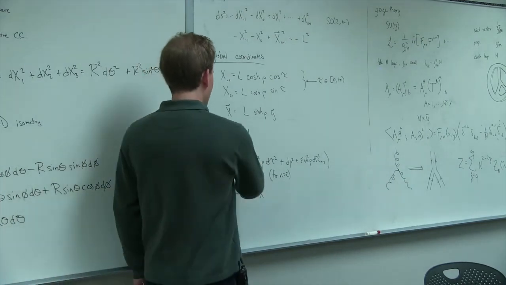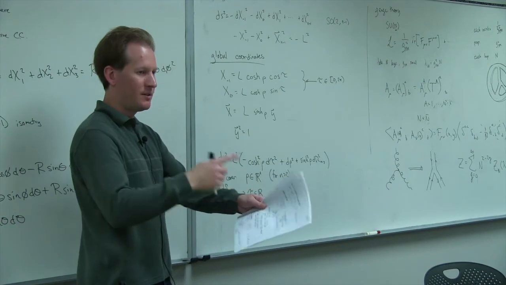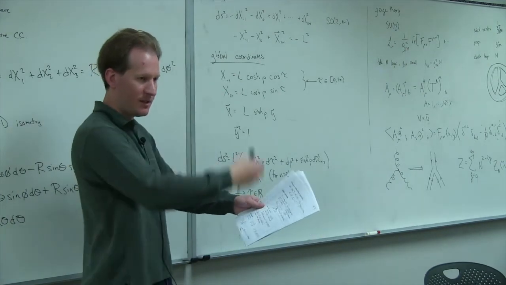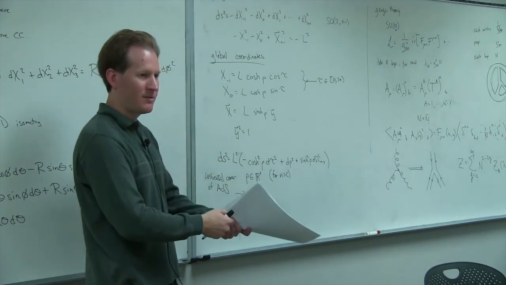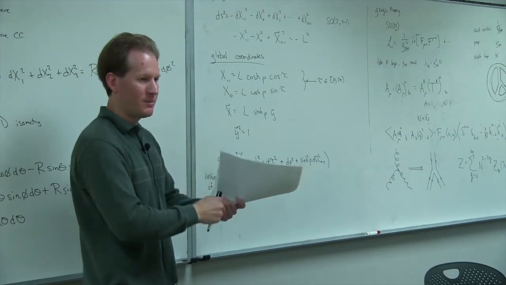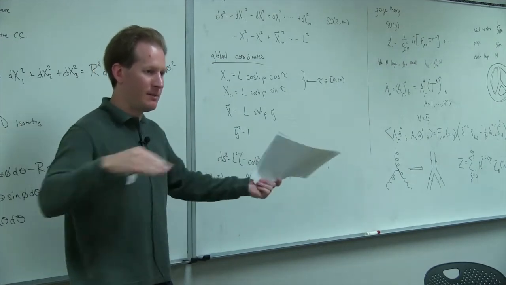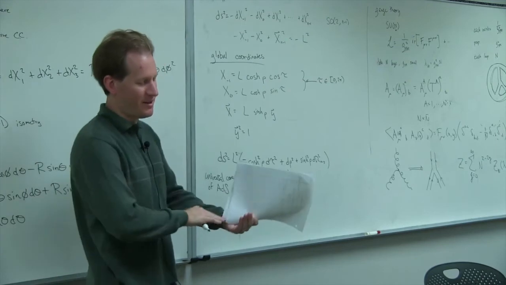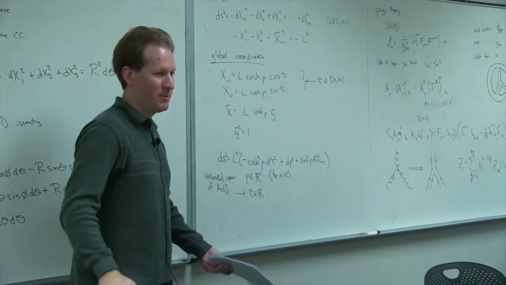I mean, you can think of going to the cover as just like you have a cylinder, it's 2 pi periodic, but because it's flat everywhere, I can just trivially take that coordinate to be the whole line. So I can just unwrap it, paste an infinite number of them together, and get a plane.